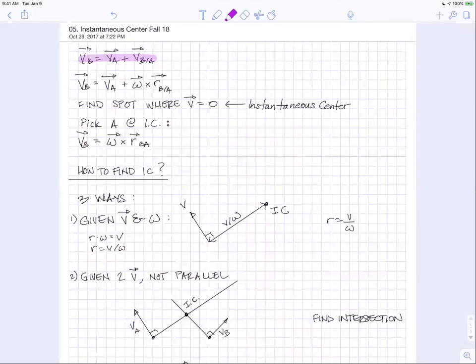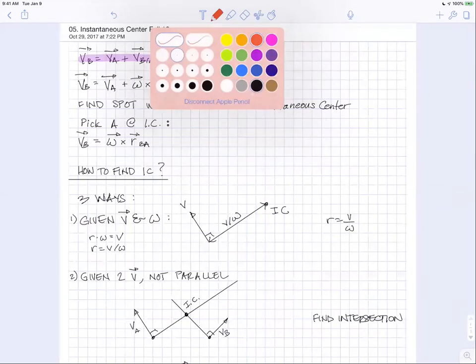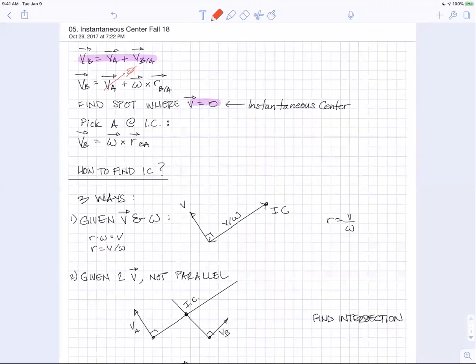So another way to do this is if you can pick the point A such that the velocity is zero, and so that would mean that this velocity was zero, then the equation just becomes simply rotation about this special point, and it's just omega cross r will be the velocity. And this special point we call instantaneous center. The center because that's what you're rotating about, and instantaneous because it moves around. It's not always in the same spot.